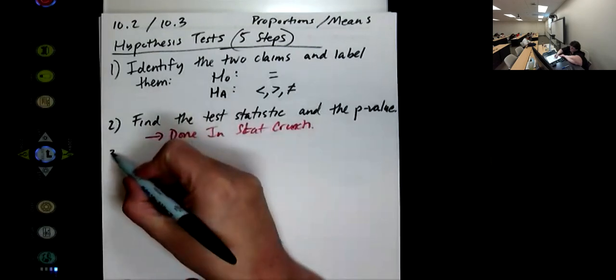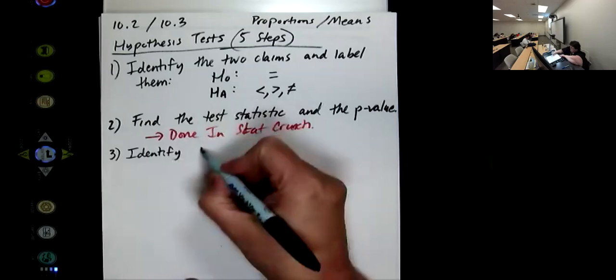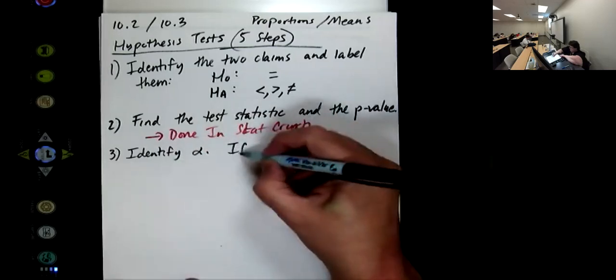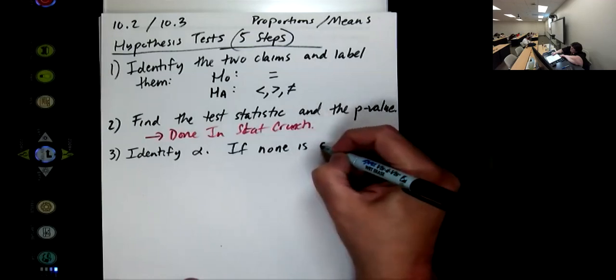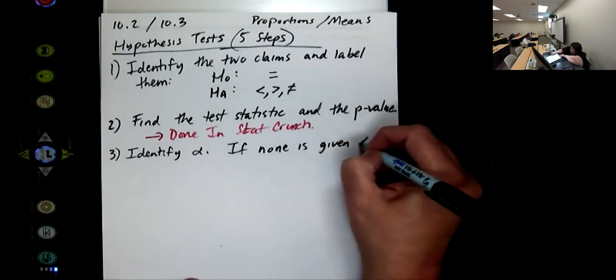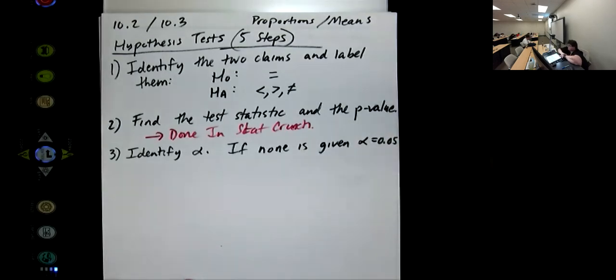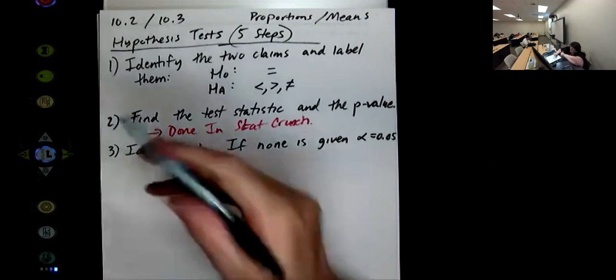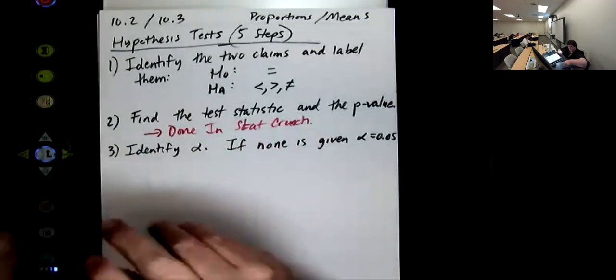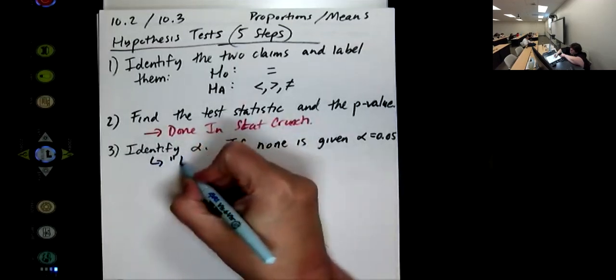Step 3 should be identify alpha. If no alpha is given, alpha equals 0.05. Alpha is rarely listed as alpha. It's called the level of significance.